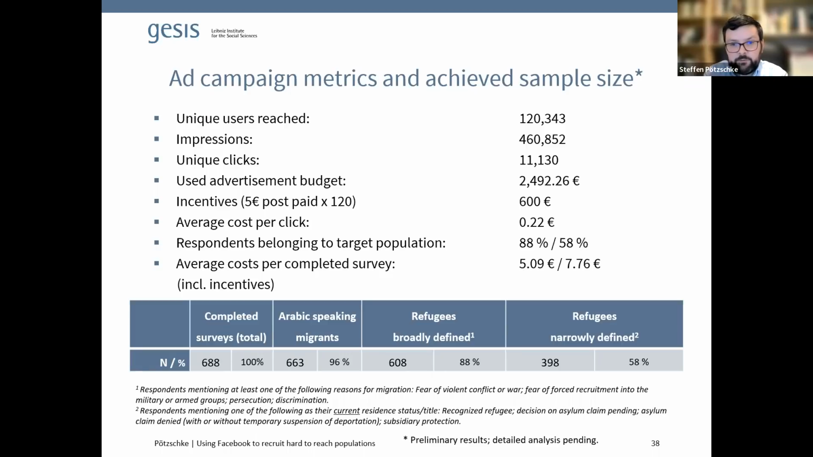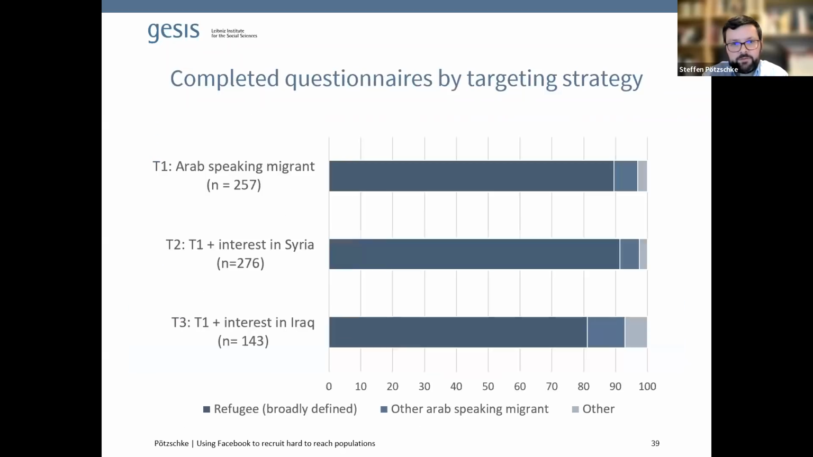The narrowly defined category is people who actually have residence titles which are associated with refugees. But even if we look at this category, still 58% of the completed observations fall in the narrowly defined refugee category, given the fact that we only could use very indirect sampling. This is still a result which we find very good. And even though this sampling was more expensive than the other that I just presented, it is still much cheaper than more established methods.